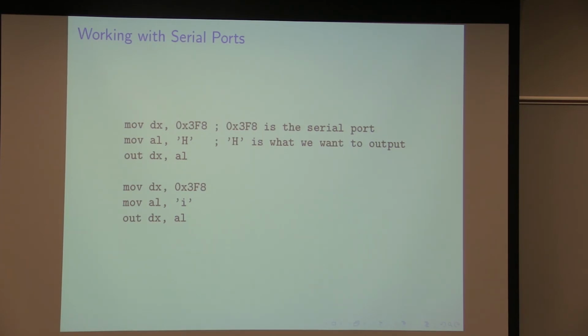So just outputting data on the serial port is super easy. This is one of the easiest ways to print things from an operating system kernel, because most emulators will support just showing serial output in a terminal. You can just output stuff to the serial port and you'll see it on your screen.